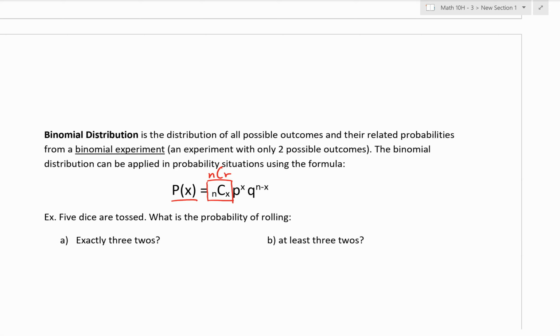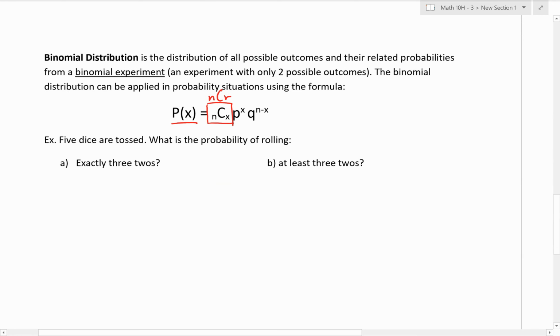Again, I think it's easier if I just show you an example. So here is the example. 5 dice are tossed. What is the probability of rolling A, exactly 3 twos? So we are interested in twos. P would be, what is the probability of rolling a 2? So P would be 1 out of 6, right? The probability of getting a 2, so success, is 1 out of 6. That means the probability of not getting a 2 is 5 out of 6. That's the probability of failure. You fail to get a 2, so 5 out of 6.